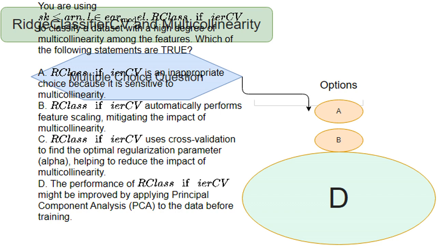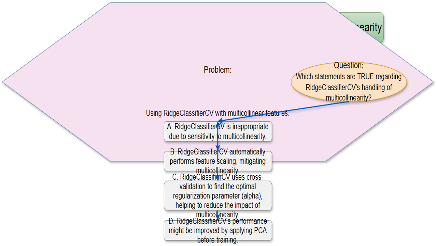I see the core problem here. We're using RidgeClassifierCV, a type of regression, on data where features are highly correlated, multicollinearity. This can mess with the model's accuracy and interpretation. It's like trying to build a house on a shaky foundation. You might get something standing, but it'll be unstable. We need to understand how RidgeClassifierCV behaves under these conditions.